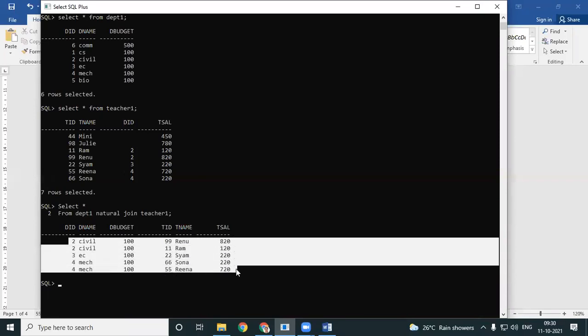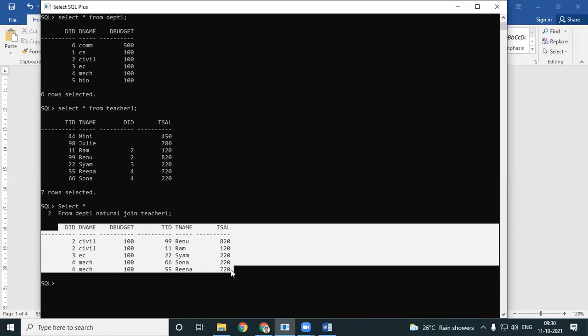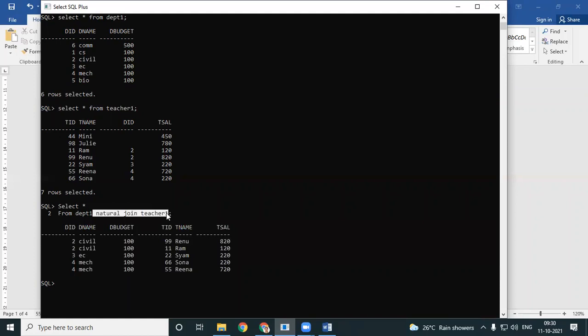Julie doesn't find space in my natural join. Ram, yeah, he's got an entry called 2. Renu has an entry called 2. Shyam has an entry called 3. Reena 4. Sona 4. Okay, so all those entries only, they come over here. So this is what you mean by a natural join.